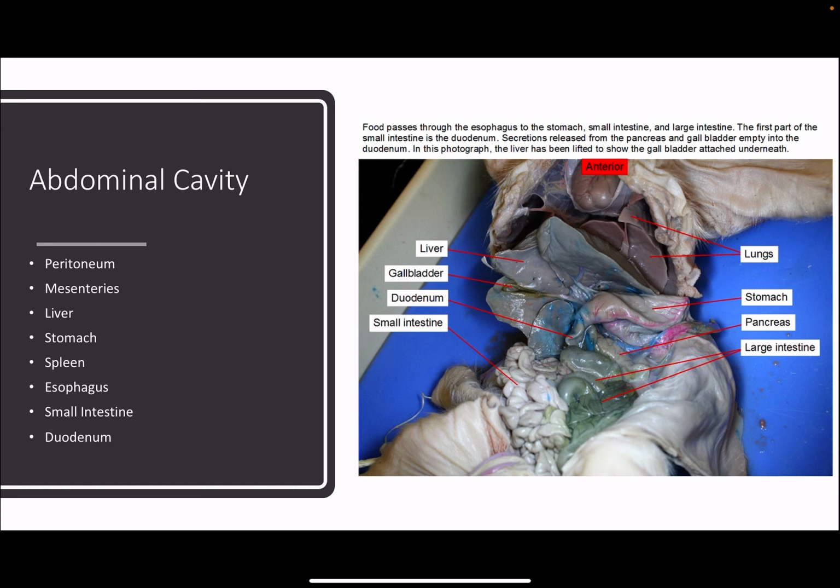So the esophagus leads down from the throat into the stomach, and from the stomach, this empties into the small intestine. So the spleen, the pancreas, the gallbladder, and the liver are also present in this cavity, with the pancreas and the gallbladder secreting enzymes into the small intestine directly. They secrete it into the duodenum, which is the name for the first part of the small intestine.